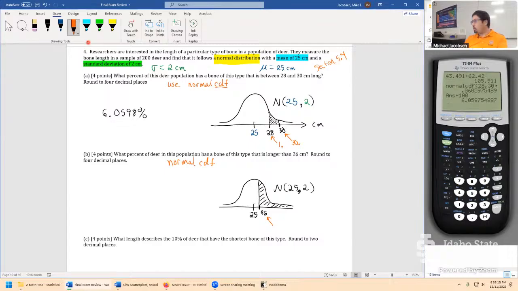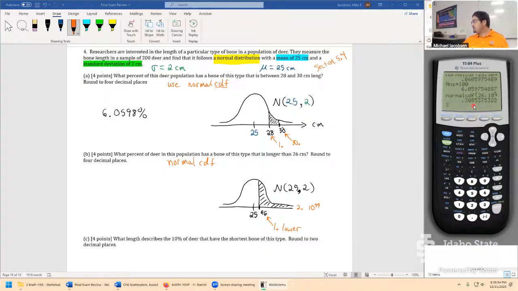So like before, the lower bound is 26. But the upper bound, we don't have an actual number for that. It's really no upper bound. Our calculator cannot deal with infinities, so it's going to be 10 power 99 instead. So hit second vars, back to normal CDF as before. This time the lower bound has gone down to a 26, but the upper bound has blown up to 10 power 99. Same values though for the rest of these, 25 and 2 for mu and sigma.